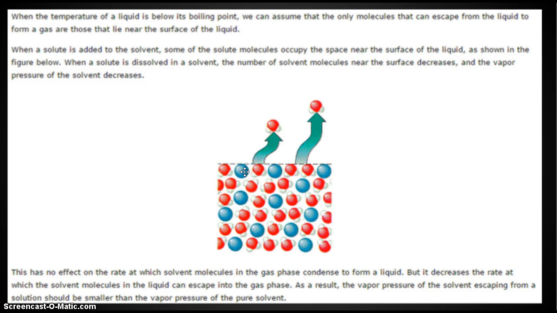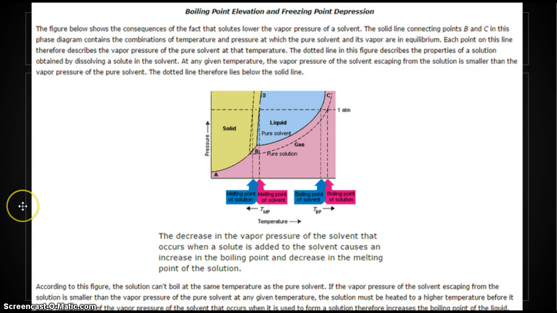When a solute is dissolved in a solvent, the number of solvent molecules near the surface decreases and the vapor pressure of the solvent decreases. This has no effect on the rate at which the solvent molecules in the gas phase condense to form a liquid, but it decreases the rate at which the solvent molecules in the liquid can escape to become a gas. As a result, the vapor pressure of the solvent escaping from a solution should be smaller than the vapor pressure of the pure solvent. So that basically goes to explaining boiling point elevation and freezing point depression.